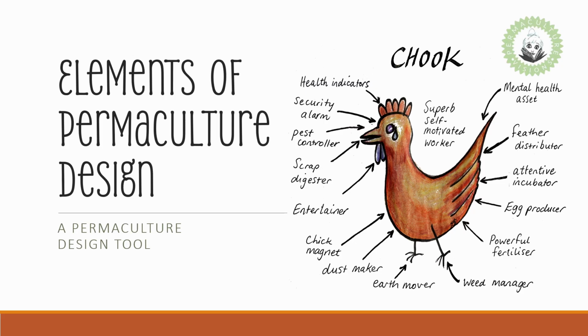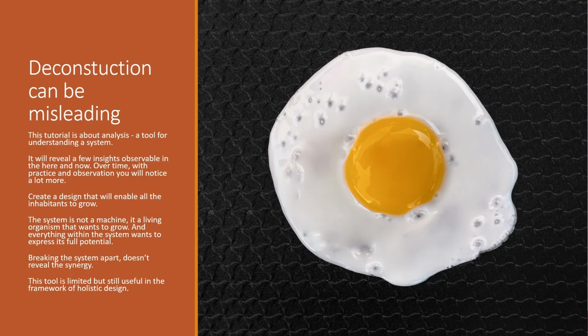And I'm going to have a look at the elements in a permaculture design. It's a design tool that was first proposed by Bill Mollison. But deconstruction can be a bit misleading. Although this tutorial is about analysis, that is simply a tool for understanding components of a system. It will reveal a few insights observable in the here and now, but over time and with practice and observation, you will start to notice a lot more.